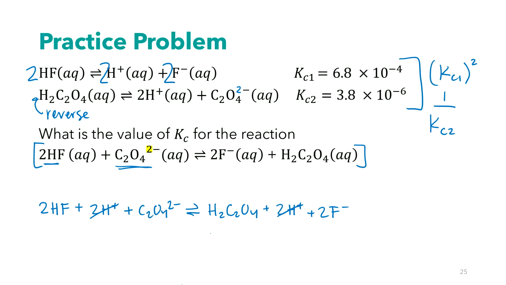So I use my third rule. What do you do when you add two together? You take the product. So KC for the new reaction, I'll call that total, equals KC1 squared times 1 over KC2.